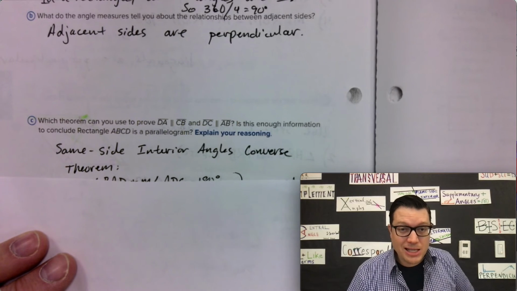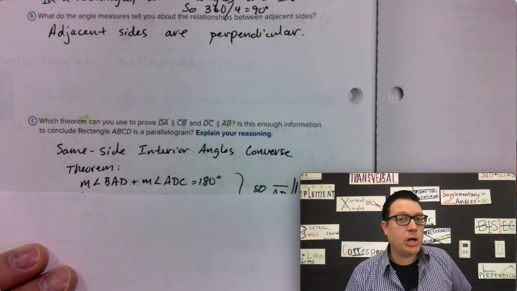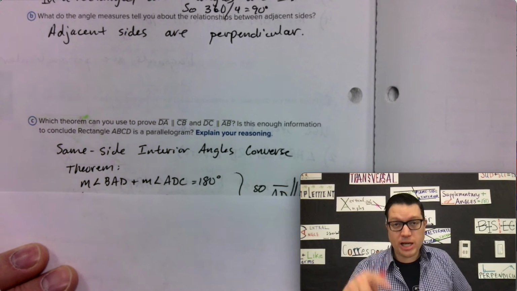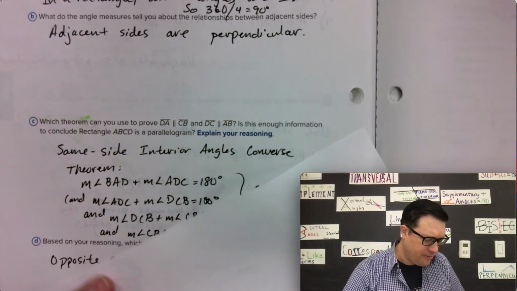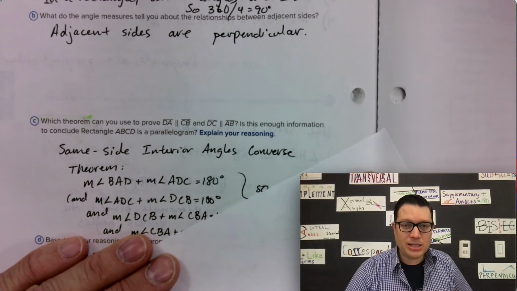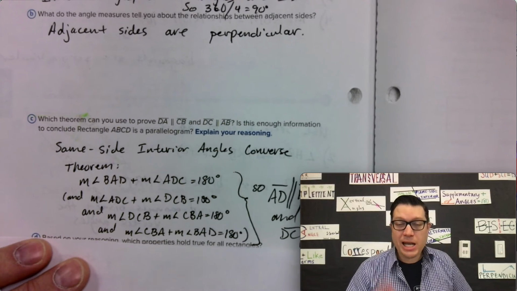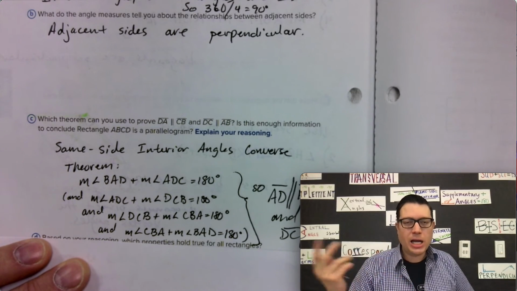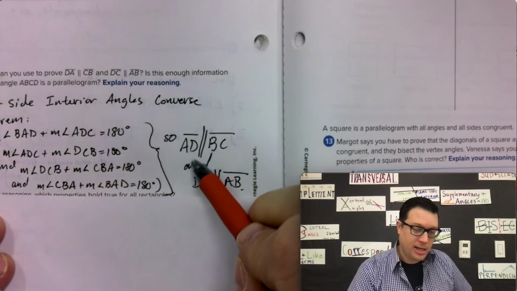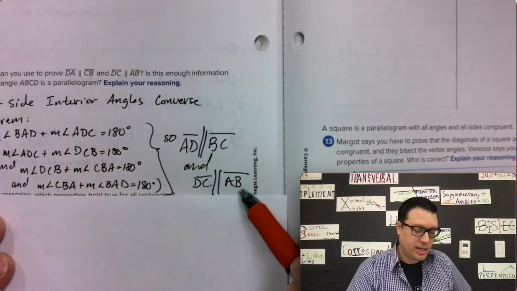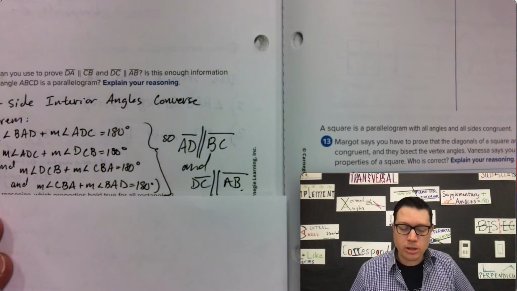That says that if you have same side interior angles, like angle BAD plus angle ADC, together they are 90 plus 90, which is 180. And the same goes for the other pairs of angles. All of these angles add up to 180 when you place them next to each other, because 90 plus 90 is 180. So therefore, opposite sides are parallel, and that is enough to say that a rectangle is actually a parallelogram.